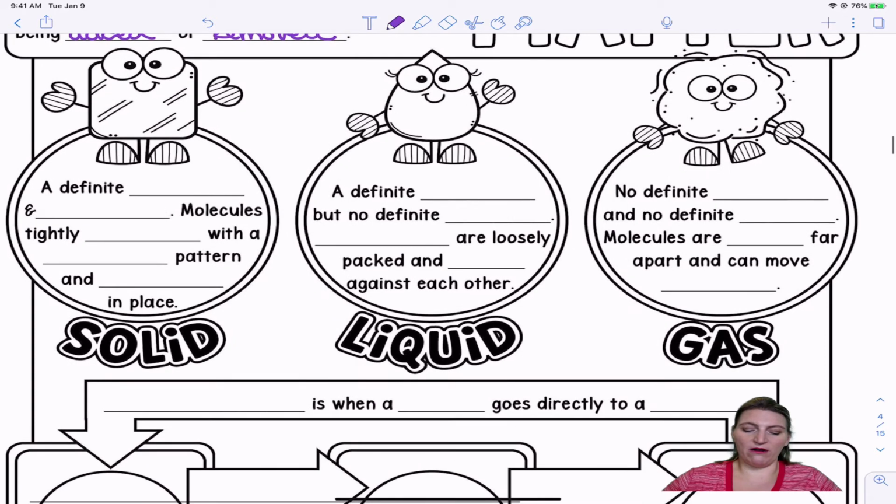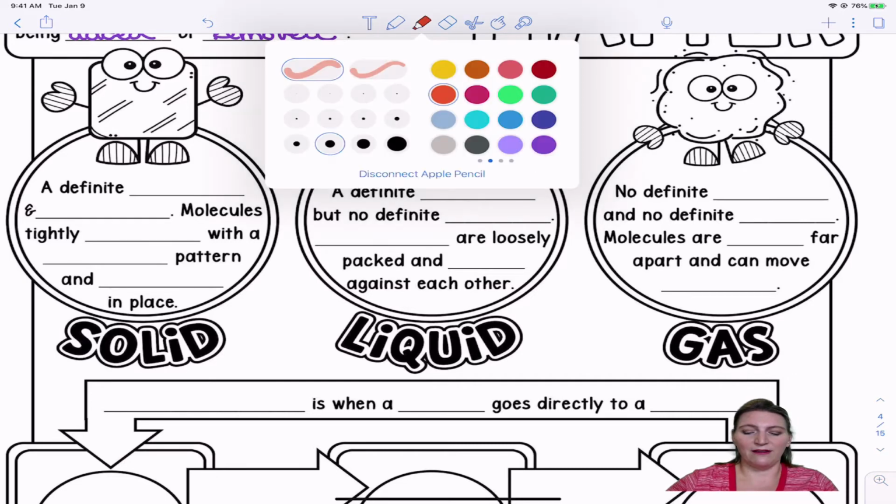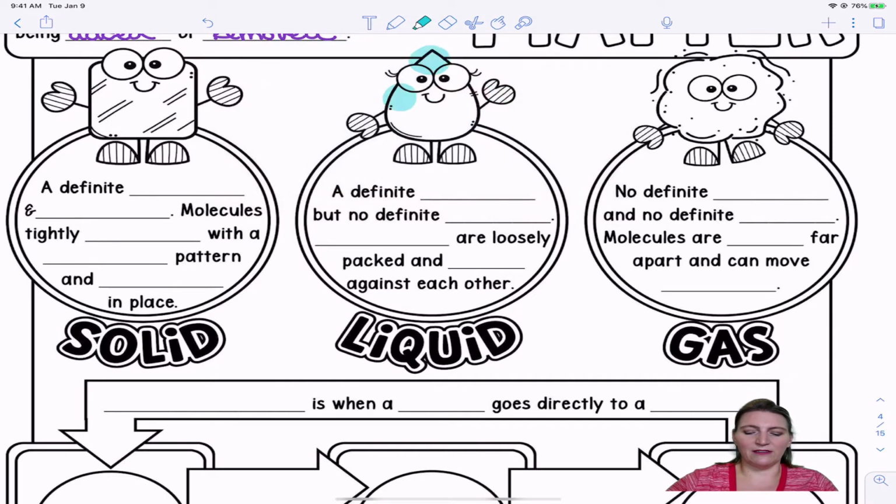So here are cute little pictures of our three states of matter. And these are like doodle notes, and I have a couple of these in every chapter. These are just something to make the notes a little bit more interesting. And feel free to use your creativity to make them into something that you want to look at, right? Like this little guy, he's liquid, so maybe we can color him in blue. Do whatever you want with it. They're your notes, and the more that you take ownership over them, the better you're going to remember them.